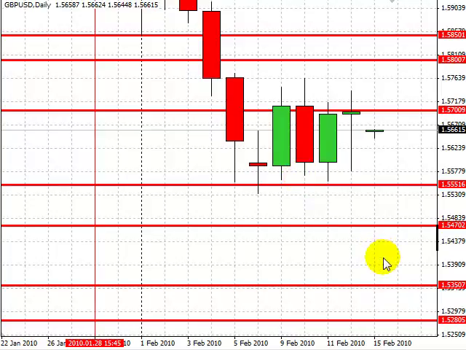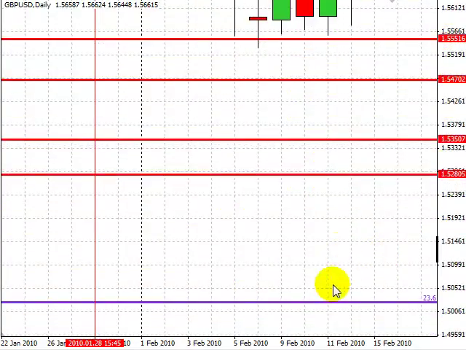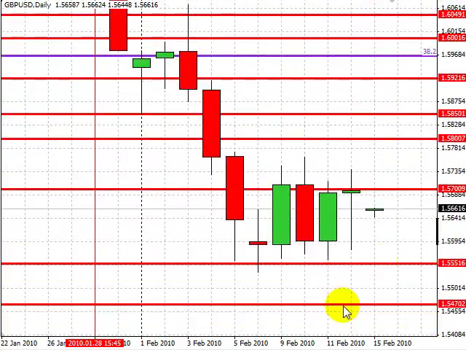As we mentioned about 3 weeks ago, we're looking for the market to continue coming down to the 150 level before finding a major level of support.